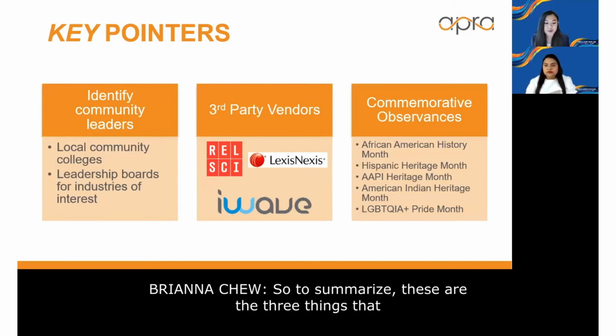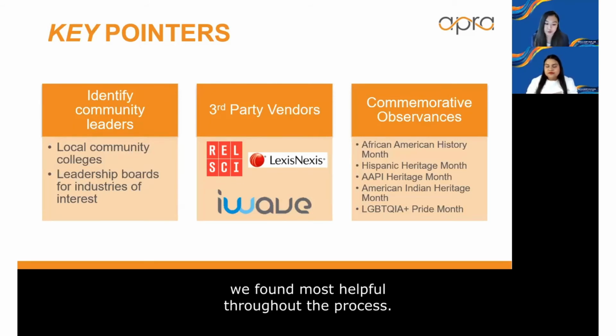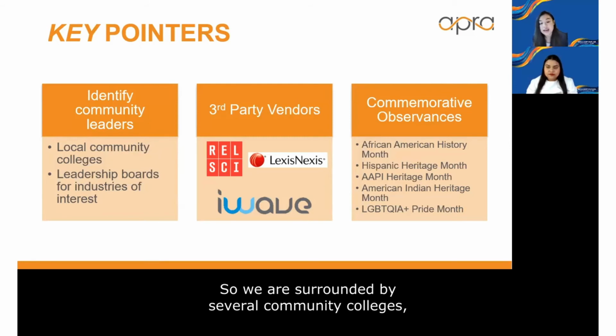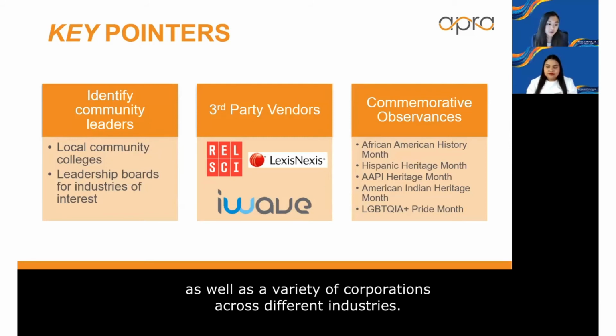So to summarize, these are the three things that we found most helpful throughout the process. The first one is to identify community leaders. UC Irvine is located in the hub of Orange County, so we are surrounded by several community colleges as well as a variety of corporations across different industries.